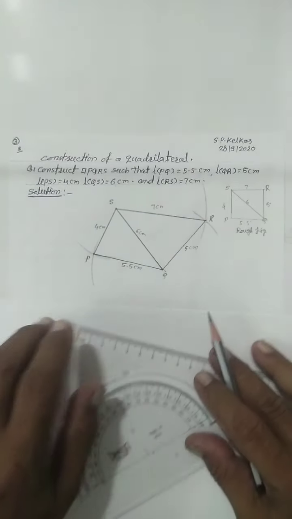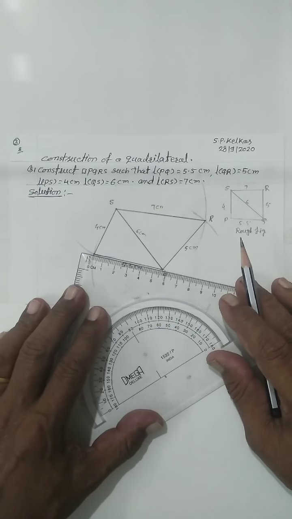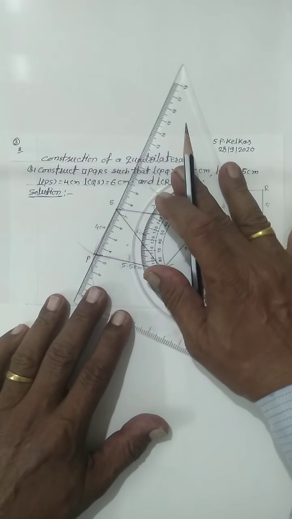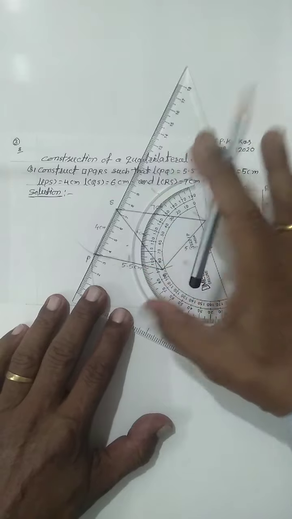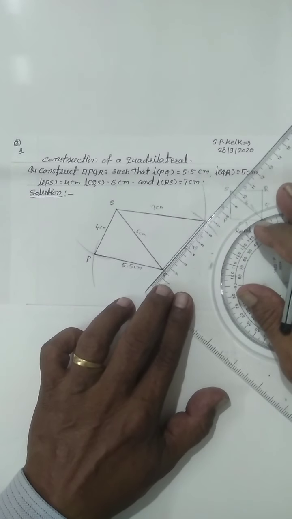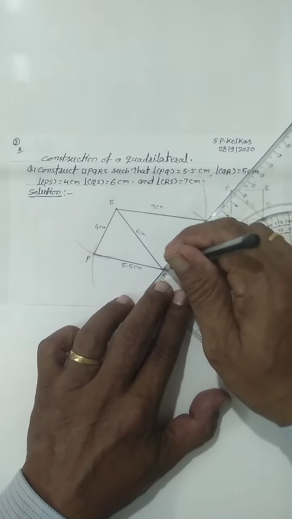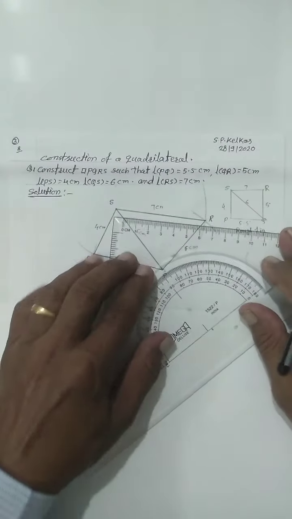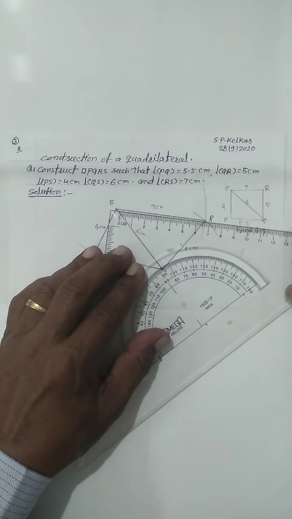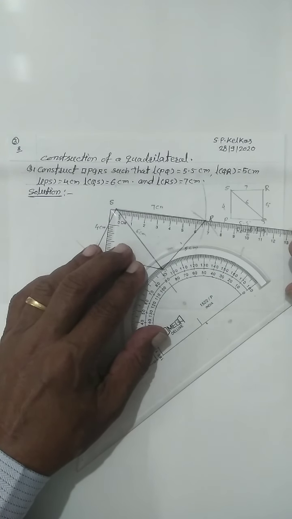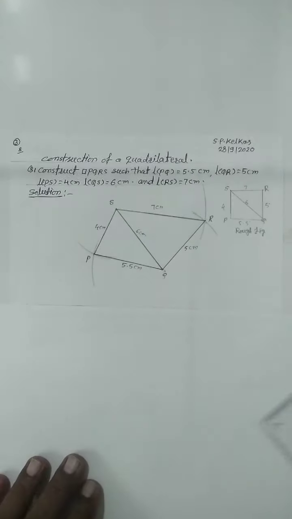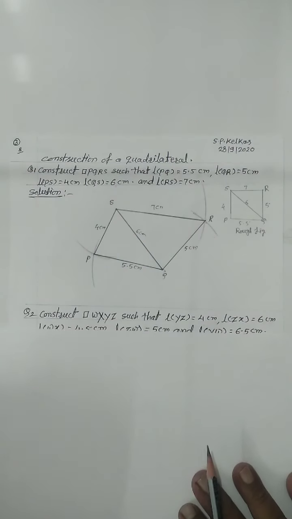Then join this P with Q. Then join this P with S. Then join this R with Q. Then join this S with R. In this way we complete the construction of the quadrilateral.